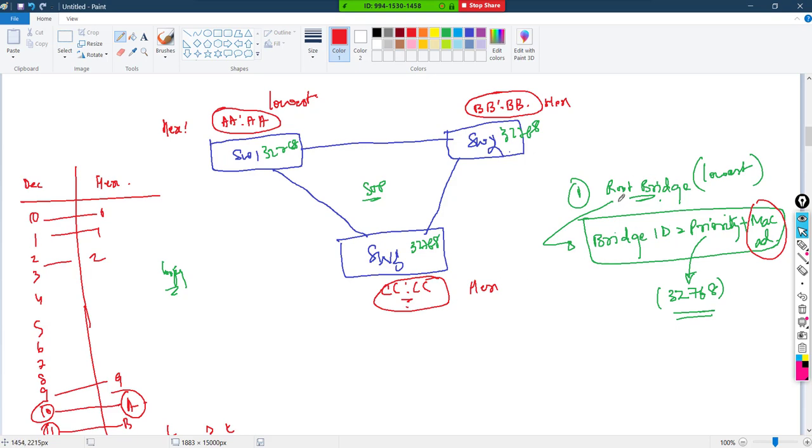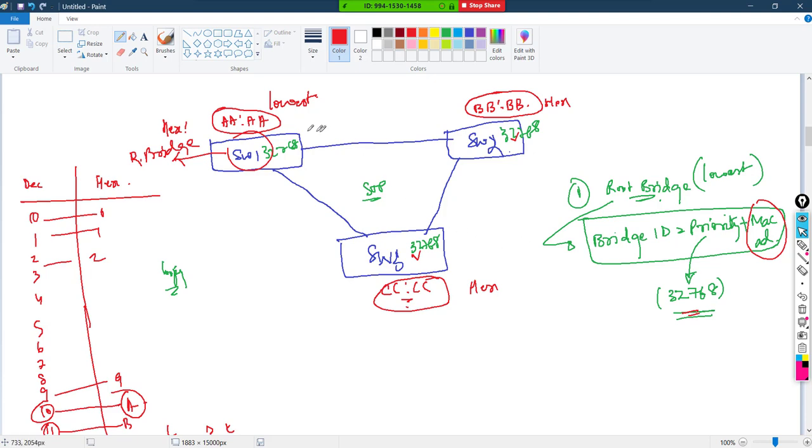Now, as I told you, the formula says the lowest bridge ID will win the election. The priority is the same, and the lowest MAC address is this one. So my switch 1 will win the root bridge election and declare itself as the root bridge. So we are good with switch 1 now. Switch 1 says I am the root bridge. Now it's switch 2 and switch 3 that have to make some decision to reach switch 1.